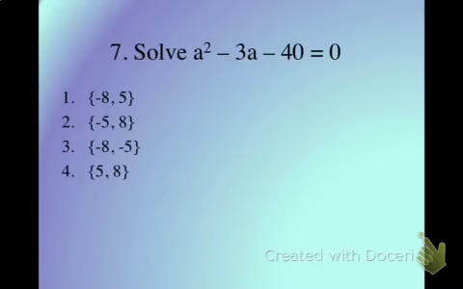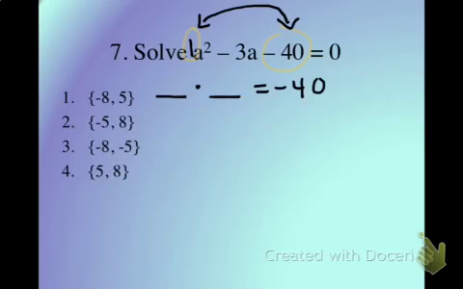So that means that we need factors of 1 times 40. Because remember, you multiply your first and last. So 1 times negative 40. So we need factors that multiply to negative 40 because we multiplied our first coefficient times our last coefficient. Now notice we haven't used our middle, which is negative 3. So those same numbers have to add up to negative 3.